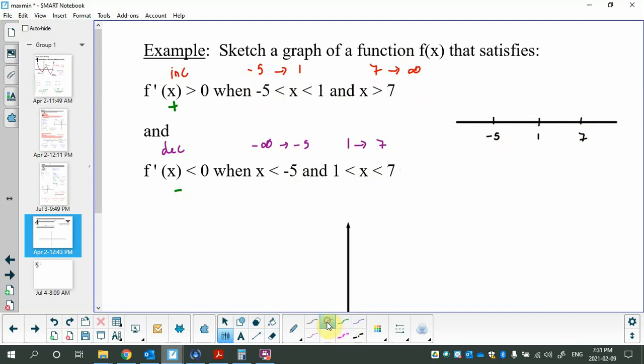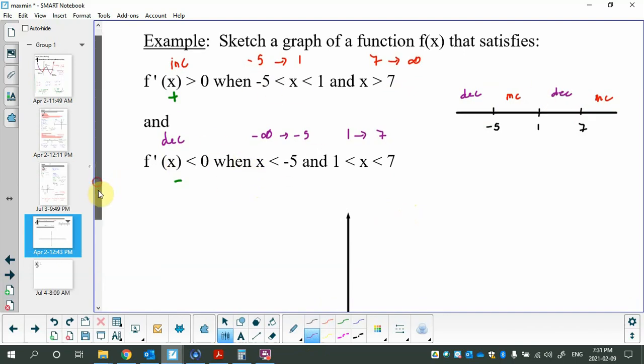So it says that we are supposed to increase between -5 and 1. We're supposed to increase bigger than 7. We're supposed to decrease before -5. And we're supposed to decrease between 1 and 7. So that's what all this mumbo jumbo says.